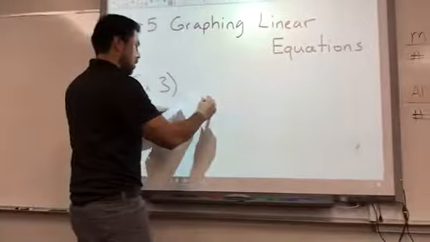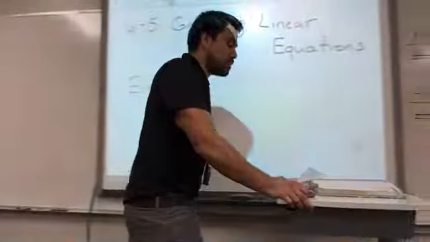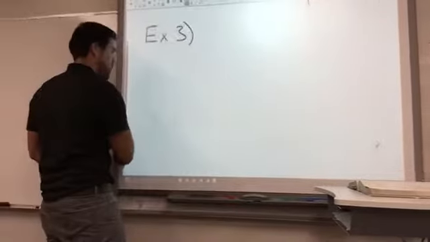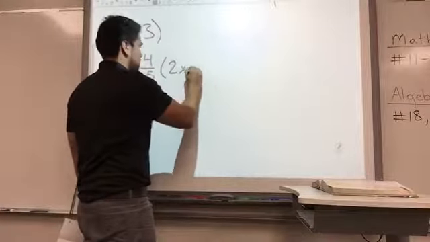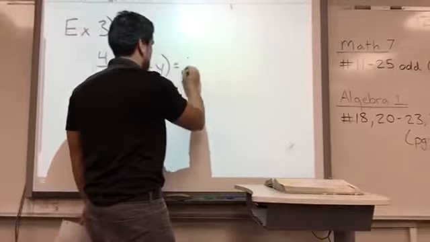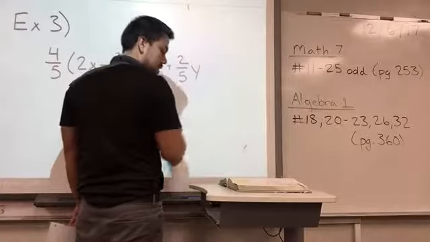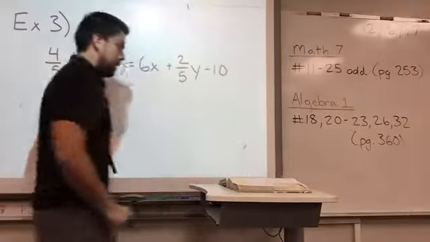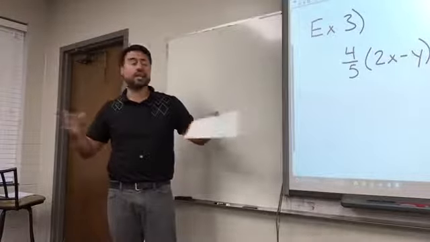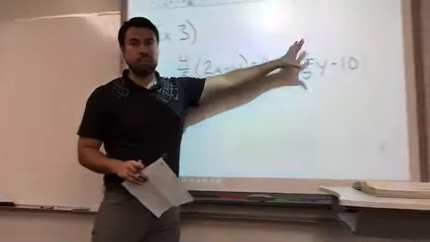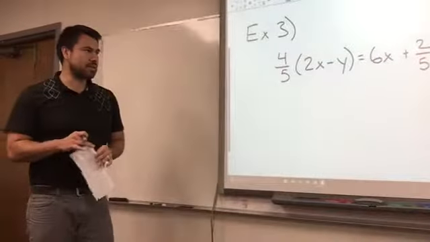Please don't get discouraged. All right, so if you can write down example 3, graph 4/5 times the quantity 2x minus y equals 6x plus 2/5 y minus 10. Okay, like I said before, do not get discouraged and look at this and say, are you kidding me? We're going to be doing this today. You're not taking all of this in one problem. You're taking pieces of this problem in separate individual problems. But let's go ahead and work this out because the concepts are good.